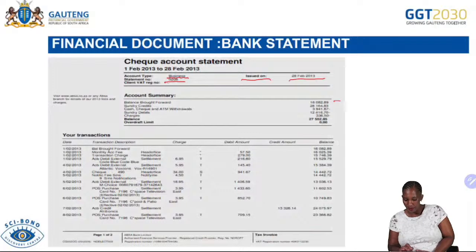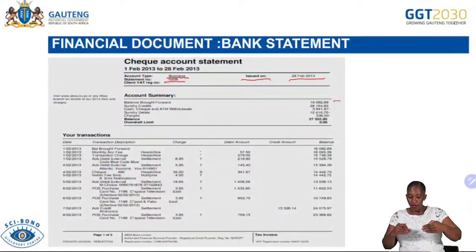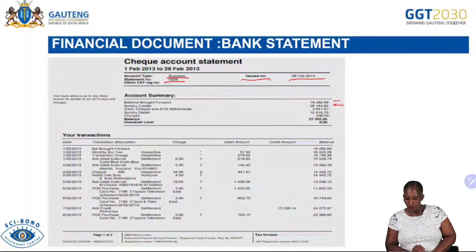It's a check account statement. As you can see, the balance brought forward is positive. And then the sundries credits, meaning the money that was deposited into the account, it is to this value that is appearing there, 28,164. And then cash, checks, and ATM withdrawals.